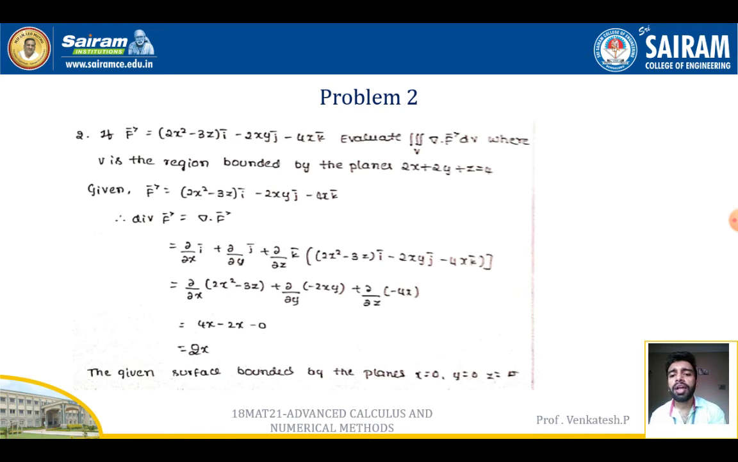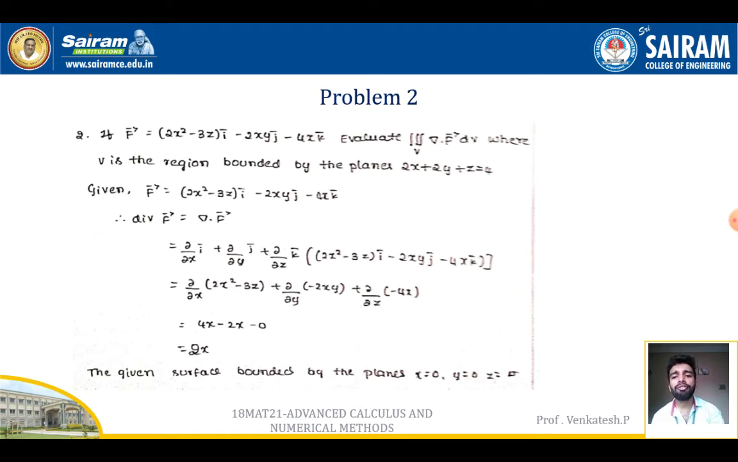Problem number 2. If f is equal to (2x² − 3z) i cap − 2xy j cap − 4x k cap, evaluate the triple integral over the region V of del dot f dv, where V is the region bounded by the planes 2x + 2y + z = 7. So first, let me estimate the value of div f.